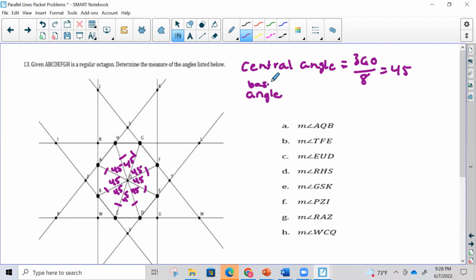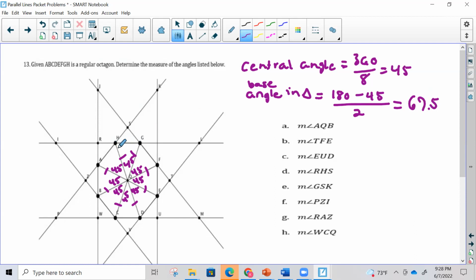the base angle, we would do the 180 minus the 45 that we have, and then we would divide it by 2 because those two base angles are equal. So if I do 180 minus 45, I get 135 divided by 2, I get 67.5. Okay, so these are definitely not as nice.